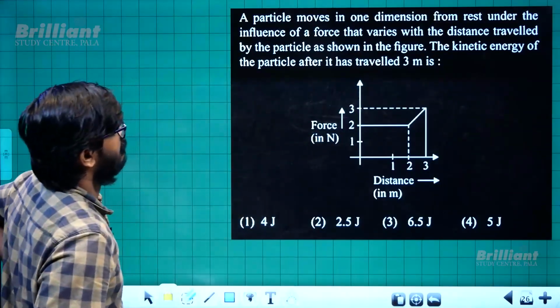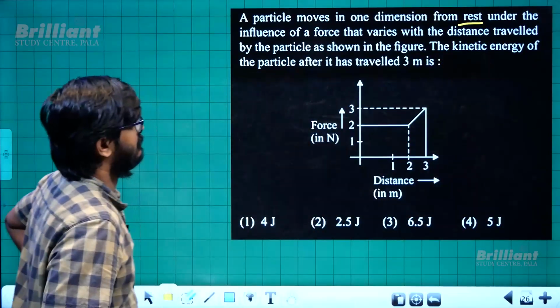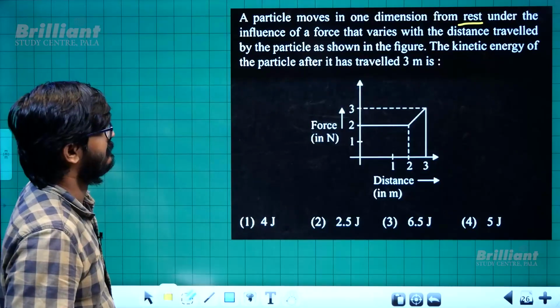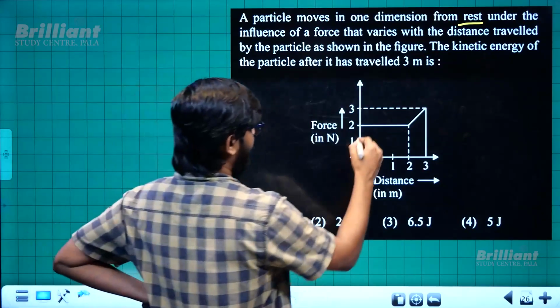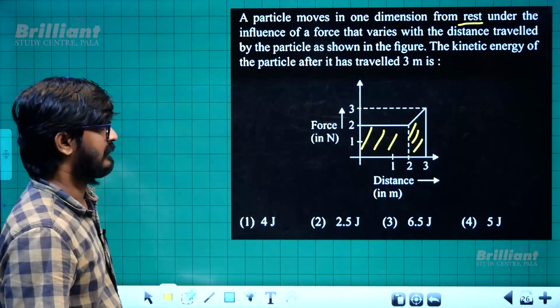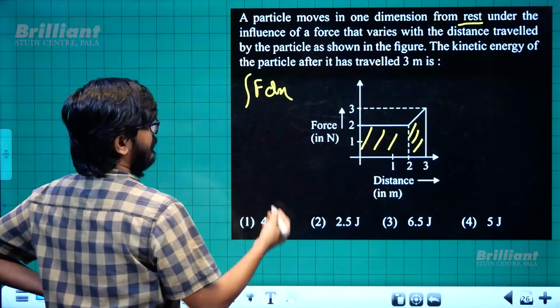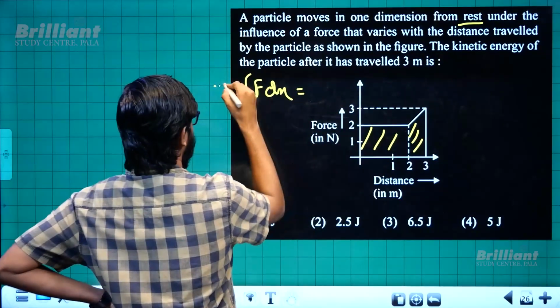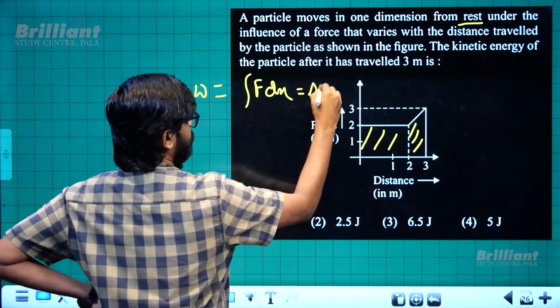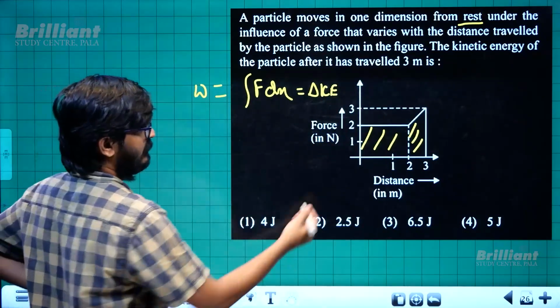A particle moves in one dimension from rest under the influence of a force that varies with distance traveled as shown in the figure. Find the kinetic energy of the particle. Now what will the area under the graph give you? Area under the graph gives you work done. That is the integral of F dx, right? So that is work done. Work done gives you the change in kinetic energy. That is, you need to find the area under the graph.